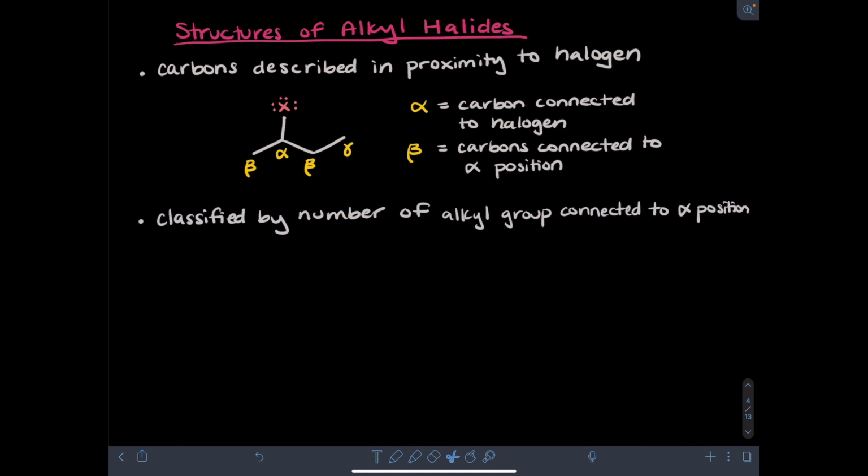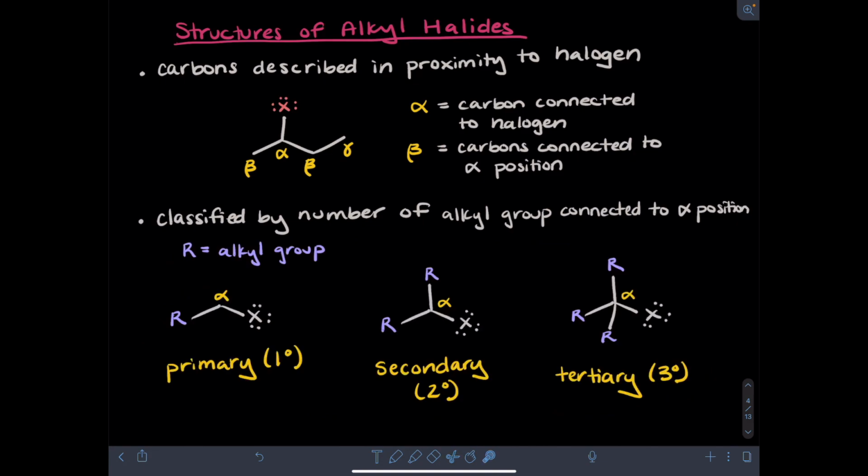Similar to the way we classified carbocations based on how many carbon substituents they had on them, we'll also classify alkyl halides based on how many alkyl groups, or carbon groups, are attached to the alpha carbon. We'll call an alkyl halide primary if the alpha position that's connected to the halogen has one other carbon group attached to it. If the alpha position has two carbon groups attached to it, we'll call it secondary. And if the alpha carbon of the alkyl halide is attached to three other carbons, we will call it tertiary.